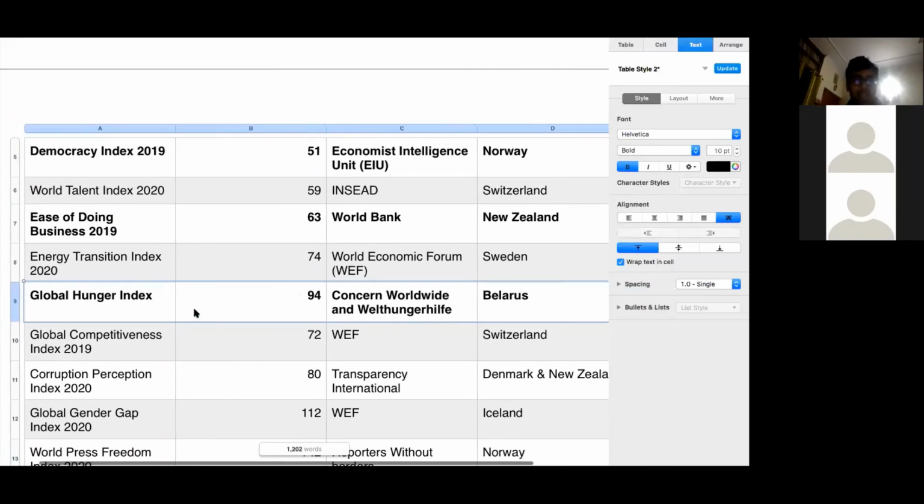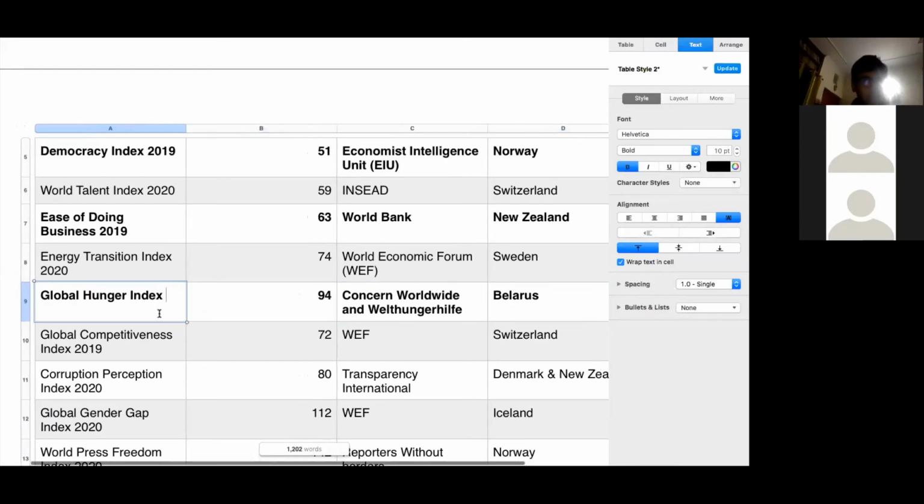Global Hunger Index is basically published by an organization in Europe called Concern Worldwide and Welthungerhilfe. So these two organizations together publish the Global Hunger Index annually, and India in the 2020 index was ranked, this is again 2020, was ranked 94 out of I think 117 or something, 120 countries or something. So India's rank was not good.